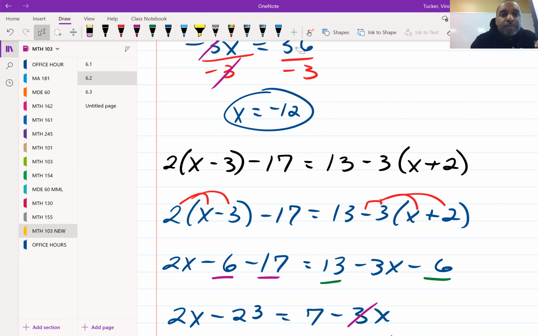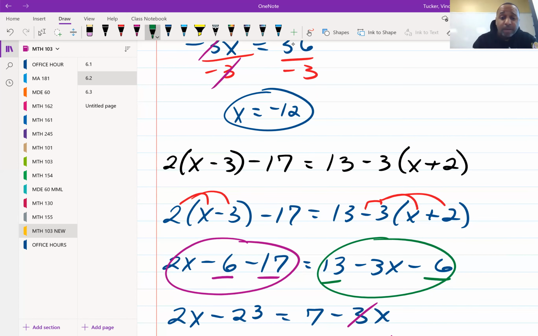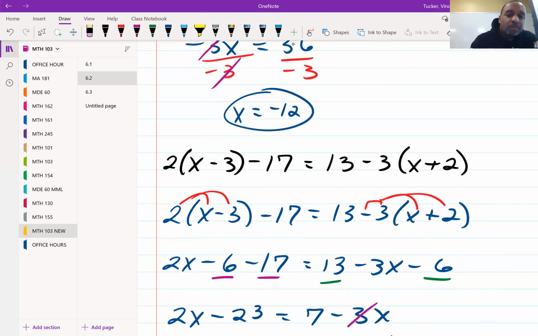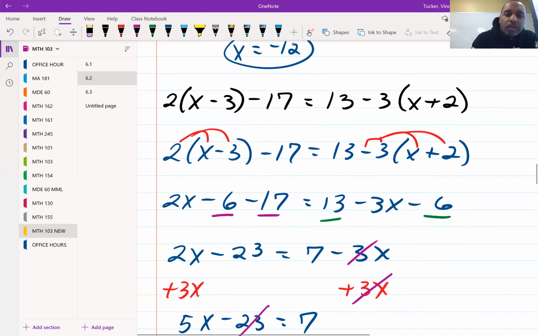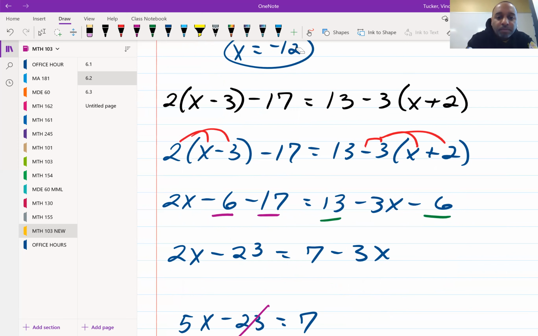Best practice here is to simplify as much as you can on the left, and simplify as much as you can on the right, before you move things across the equal sign. So negative 6 and negative 17 gave me negative 23. And then here, 13 minus 6 gave me 7. So now I have 2x minus 23 equal to 7 minus 3x.